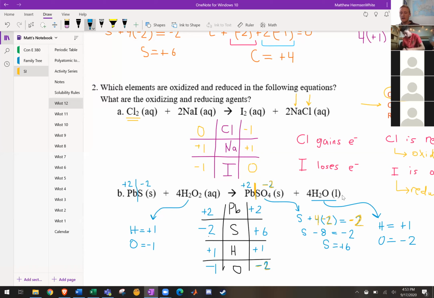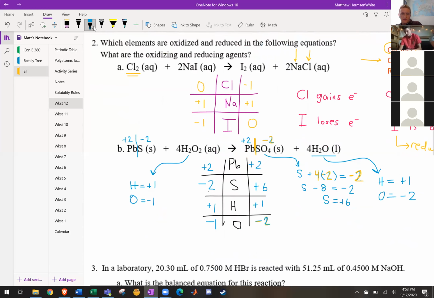And if you're wondering, what if the oxygen in the water is a different charge than the oxygen here? I'll just tell you right now, they're never going to give you a problem where the oxygens are different charges on the same side. They should always come out to be the same.